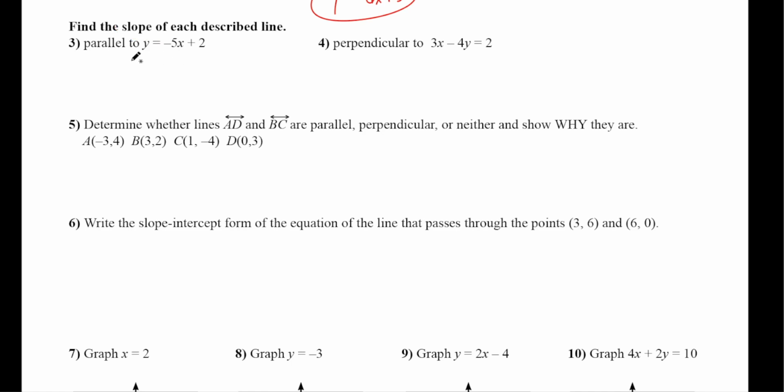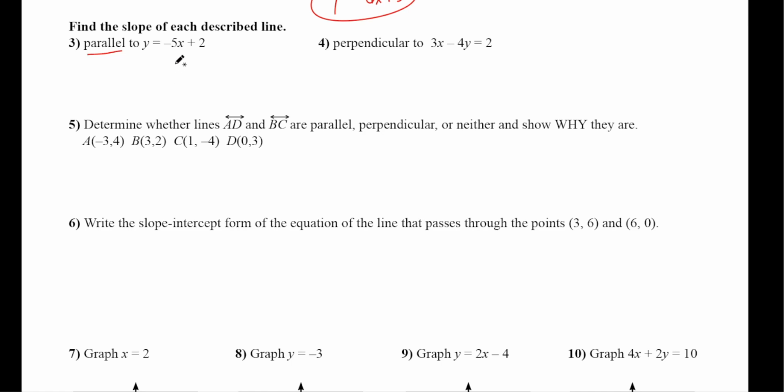So here's your equation. It's y equals negative 5x plus 2. So we're trying to find the slope of a line that's parallel to this line. Well, what do we know about slopes that are parallel to each other? They have the same slope. So whatever the slope is of this line, that's going to be the slope of any line that's parallel to it. Hear what I just said? If I find the slope of this line, it's going to be the same slope as any line that's parallel to this line. What is the slope of this line?